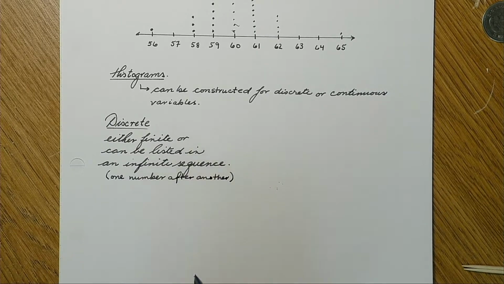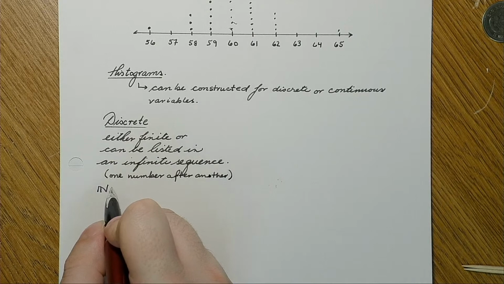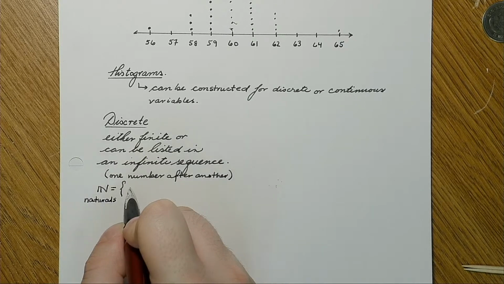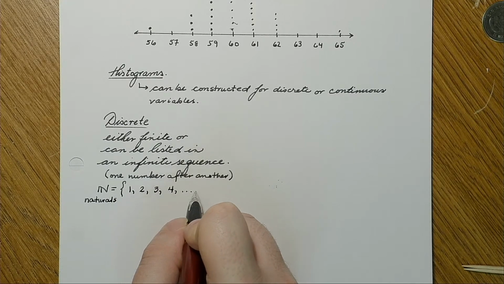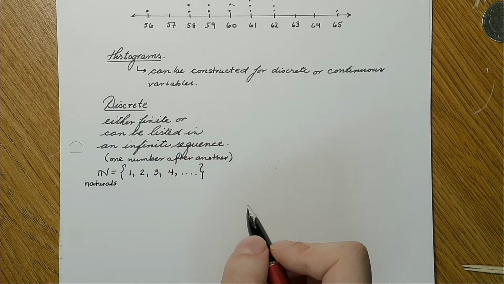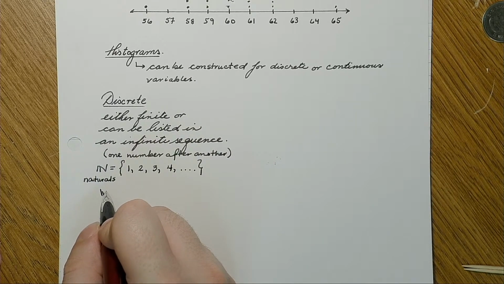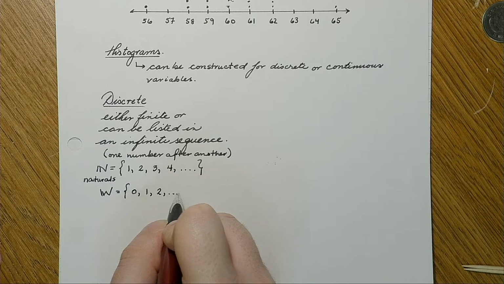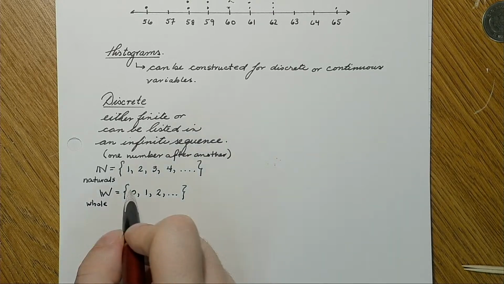Okay, so, but I've already seen these number systems before. For discrete, we could have natural numbers. So these are the naturals. And that starts out with 1. And they're also known as the counting numbers. So that's an N for the naturals. We can have whole numbers. Those are the whole numbers. And again, that's basically the naturals with 0.